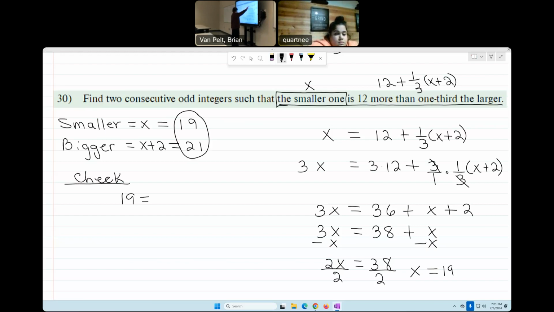Over here, we got 12 plus 1/3. What is x plus 2 then? If x was 19, x plus 2 was 21. So 7 plus 12. 12 plus 7, indeed, equals 19. That has been checked.